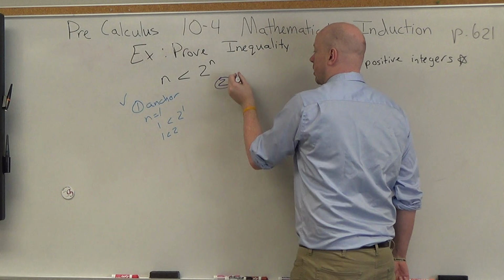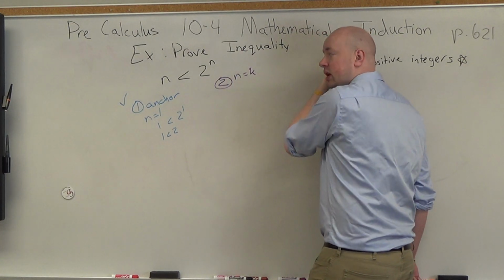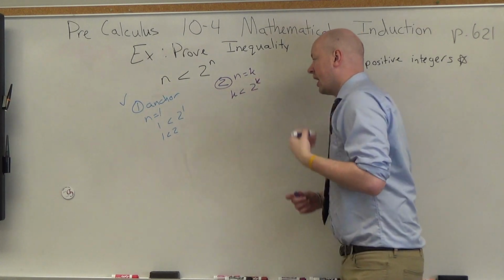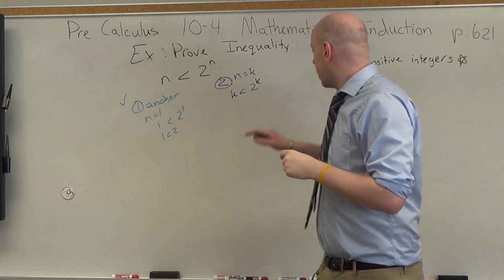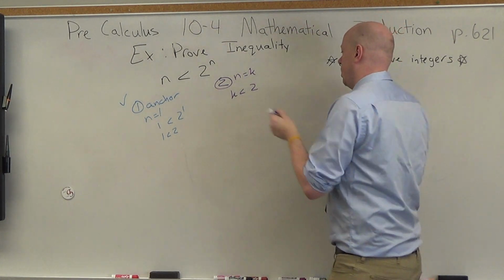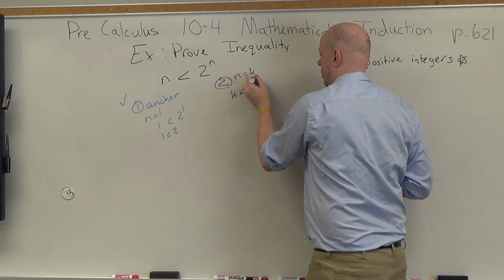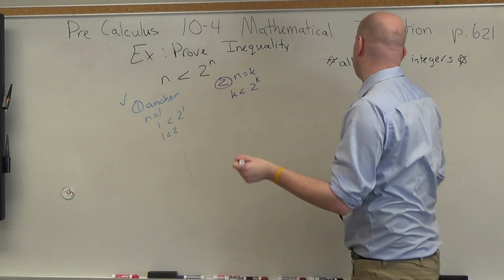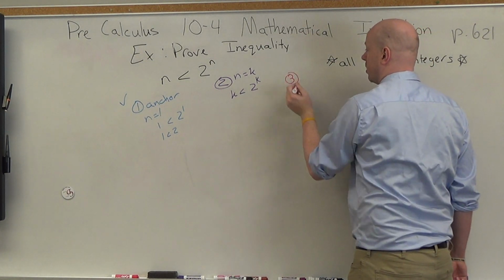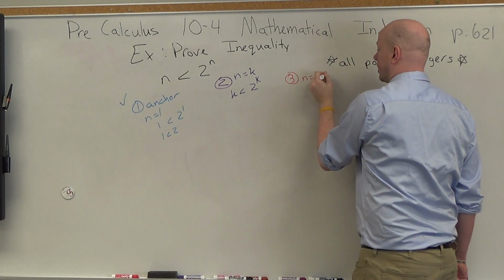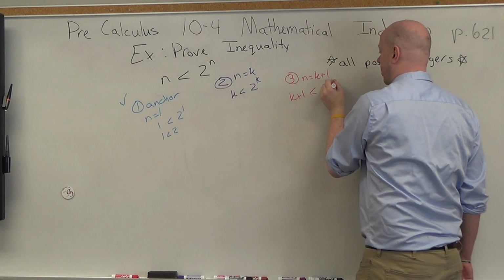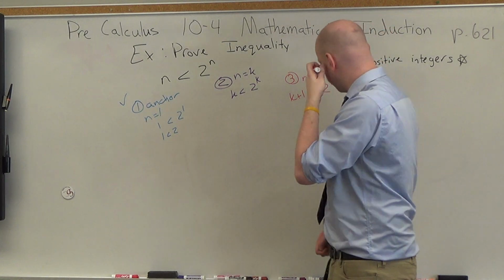Second, we get n equals k, our hypothetical case. So I get k is less than 2 to the power of k. And I can't do anything with it just yet. Let me clean that up a little bit. And then third, we get our n equals k plus 1. So I get k plus 1 has to be less than 2 to the power of k plus 1.